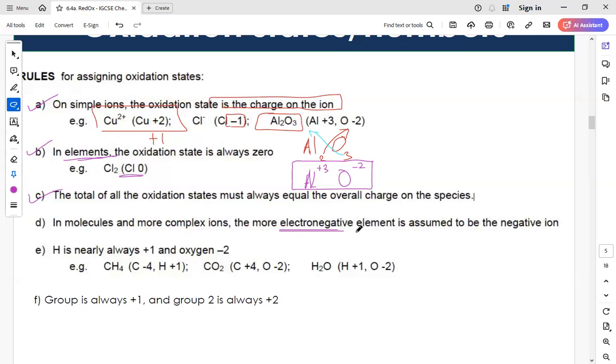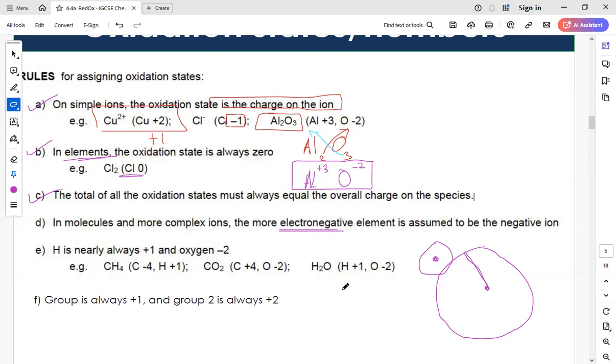सही हो गया? If an element is bigger in size, so the distance from the nucleus will increase, and if an element is like this small, okay, so this is the nucleus, and the force of attraction between the nucleus and the electrons is very strong, right? But if an atom is like this big and the outermost shell is really far apart, so the electrostatic force of attraction is really weak, and that element is not that electronegative. It has a very weak tendency to attract the electrons, right? So in molecules and more complex ions, the more electronegative element is assumed to be the negative ion.